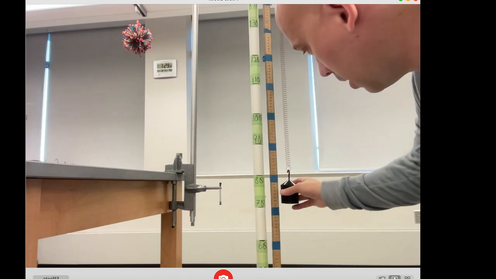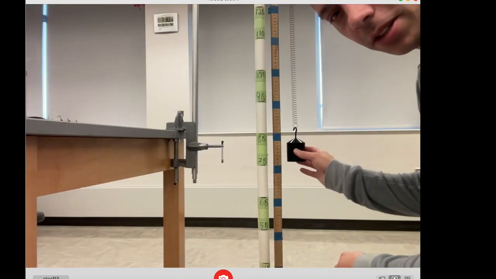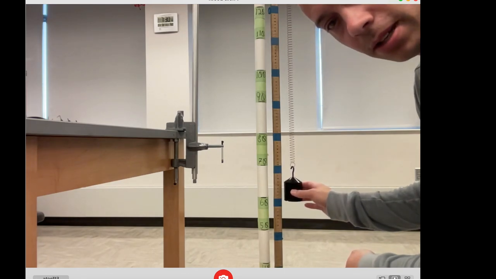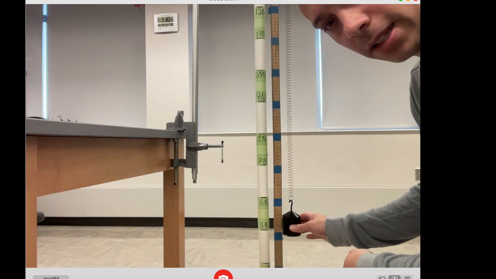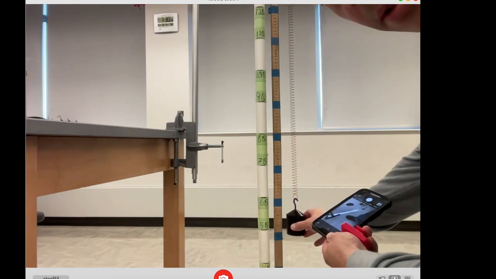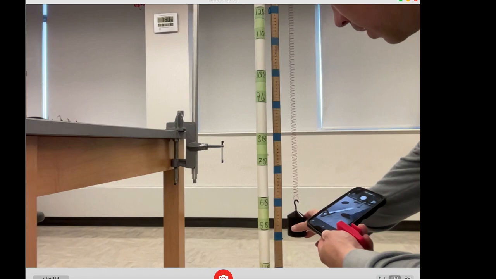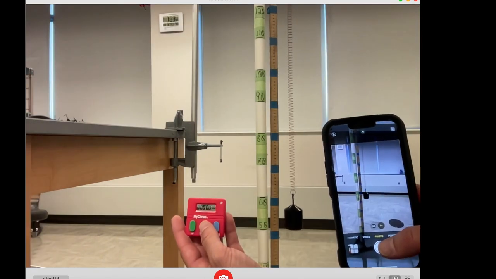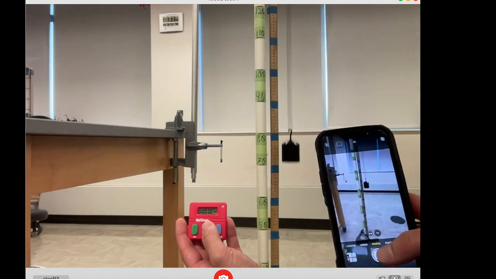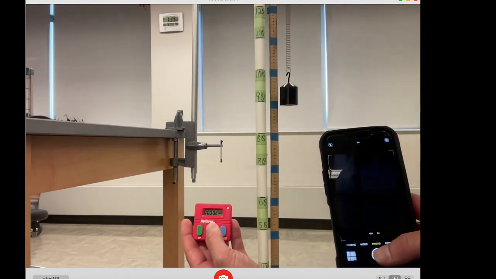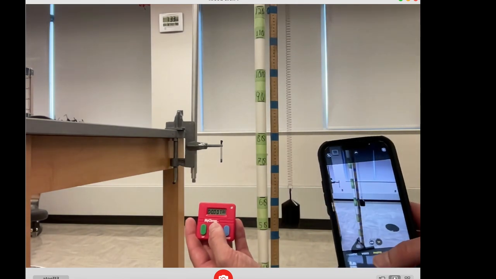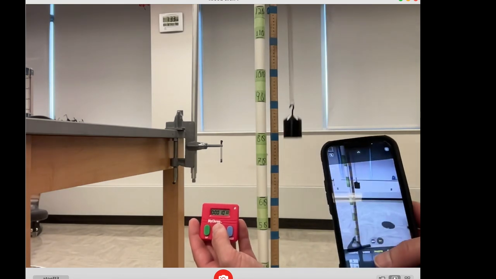Let's see if we can give it now a larger amplitude. So we're going to achieve a larger amplitude by, instead of just pulling it down 10 centimeters, pulling it down 20 centimeters this time. Its displacement is 20 centimeters. Let's let it go. Click, click, click, click, click.